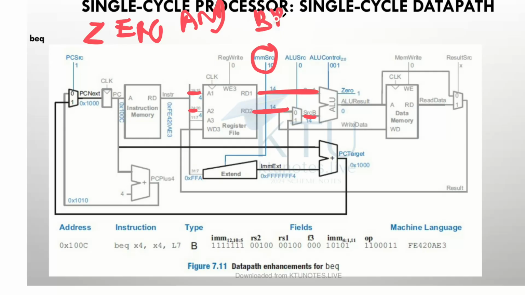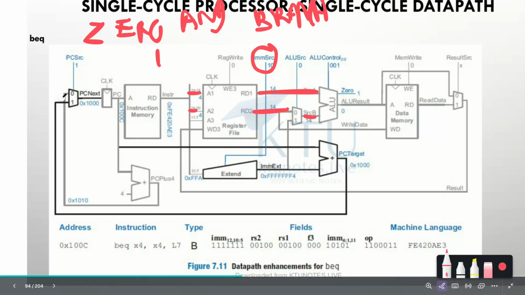Branch would always be 1, so it is decided by the zero flag. If you get a zero flag, then it is 1. That means my PCSrc is 1. If my PCSrc is 1, then next I have to jump to that instruction.